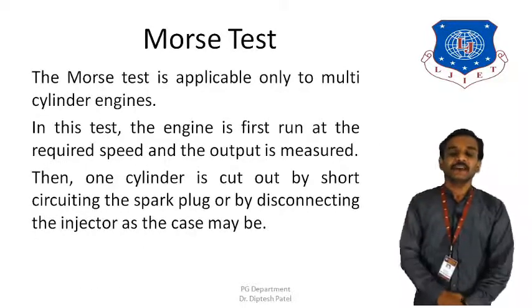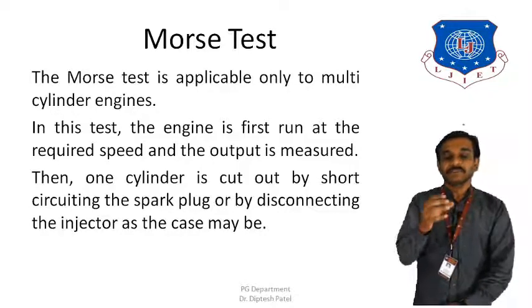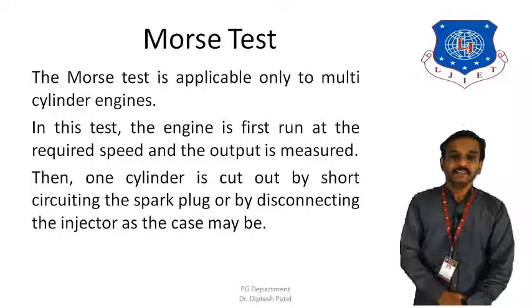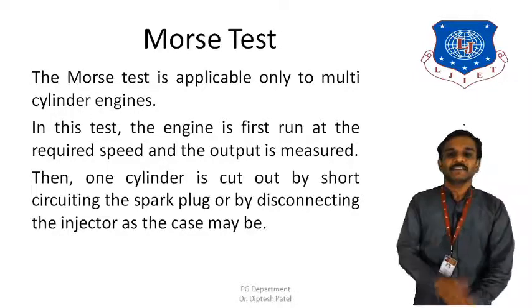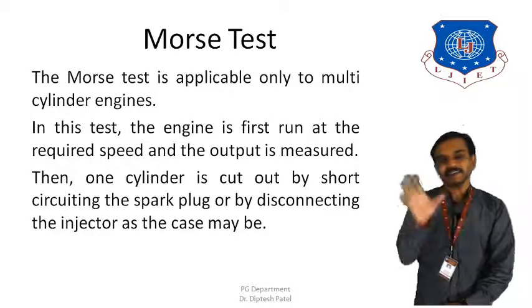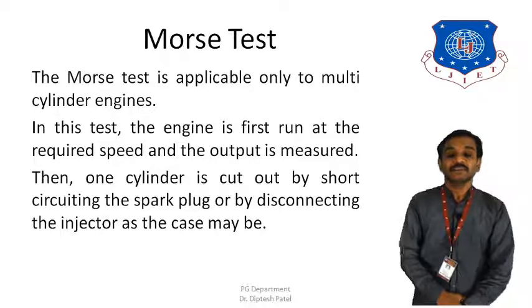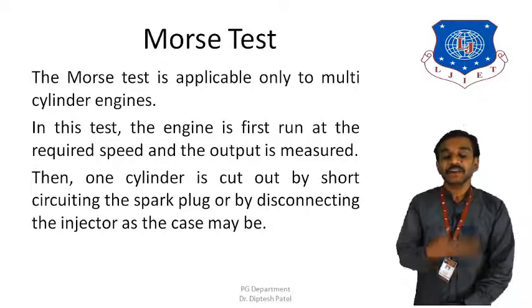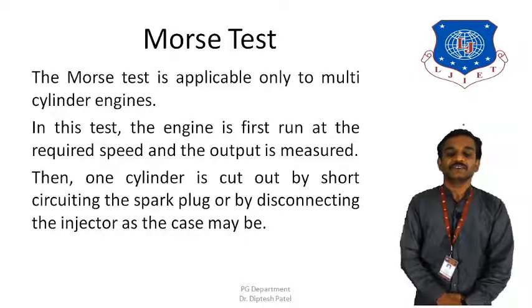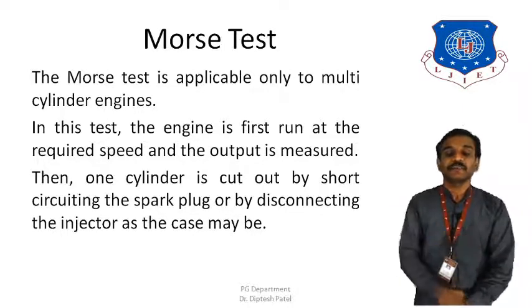Now once one cylinder is cut off, the engine is tested again. So obviously we know that the availability of the power and speed would be lower, because, let's say if it is a 4-cylinder engine, then only 3 cylinders will be working while one would be cut off. And the friction power would be the same, because all of the 4 cylinders are moving up and down in the cylinder, so the friction would be the same as it was in the first test, but the power of the one cylinder would be reduced.